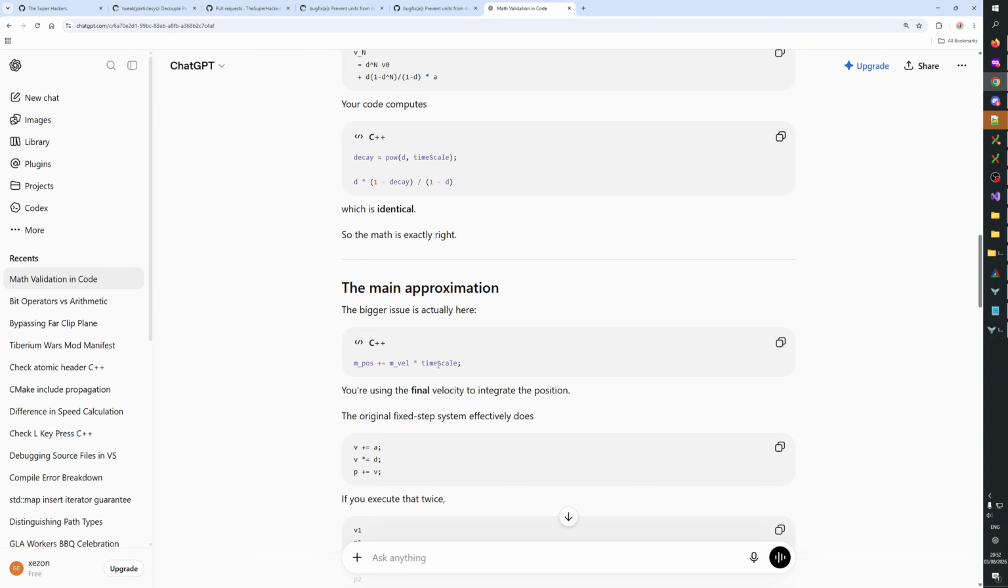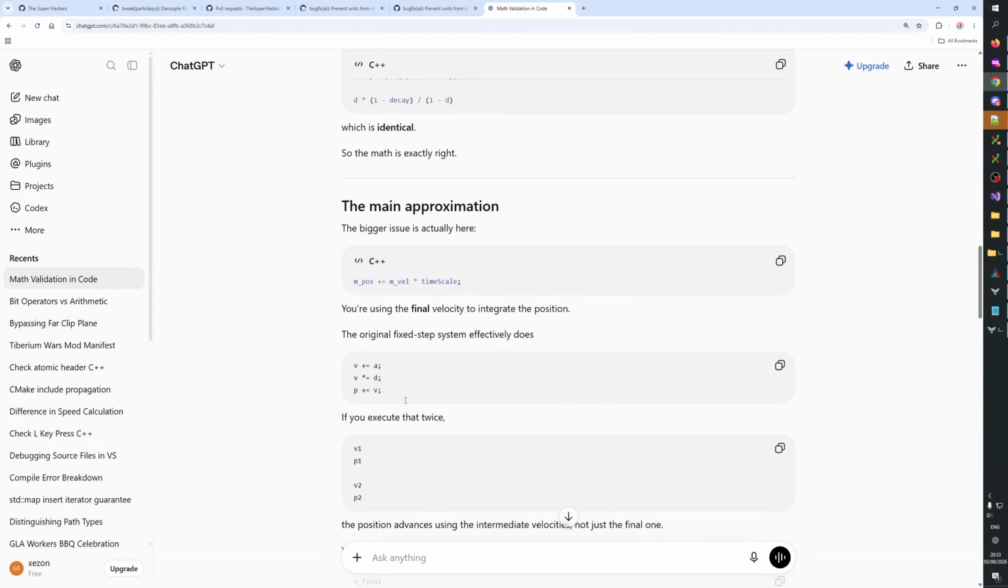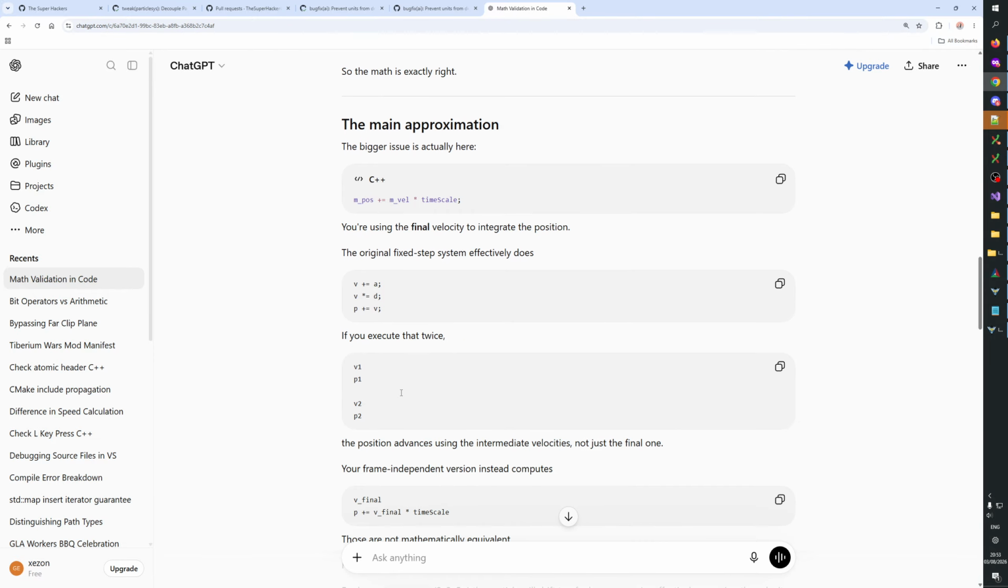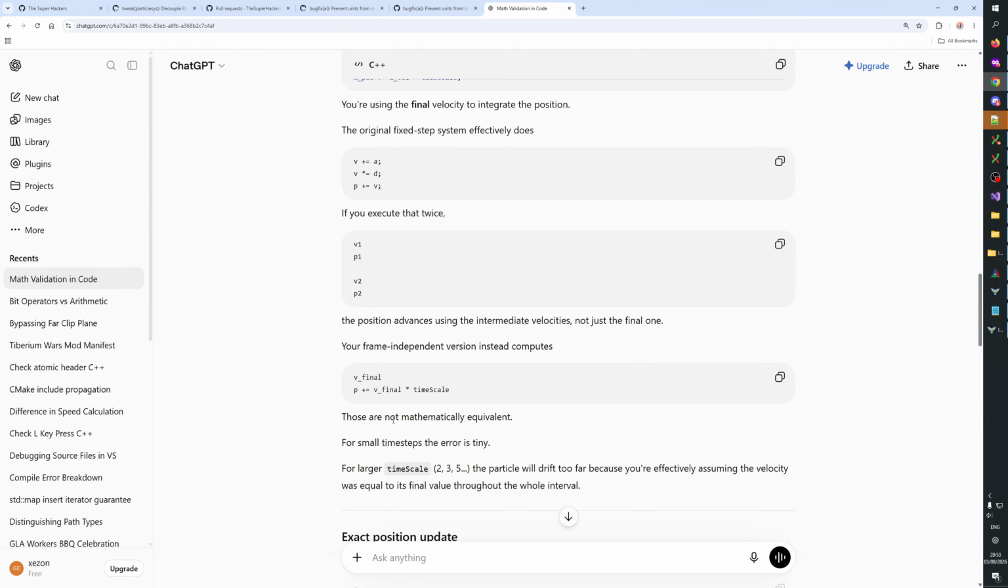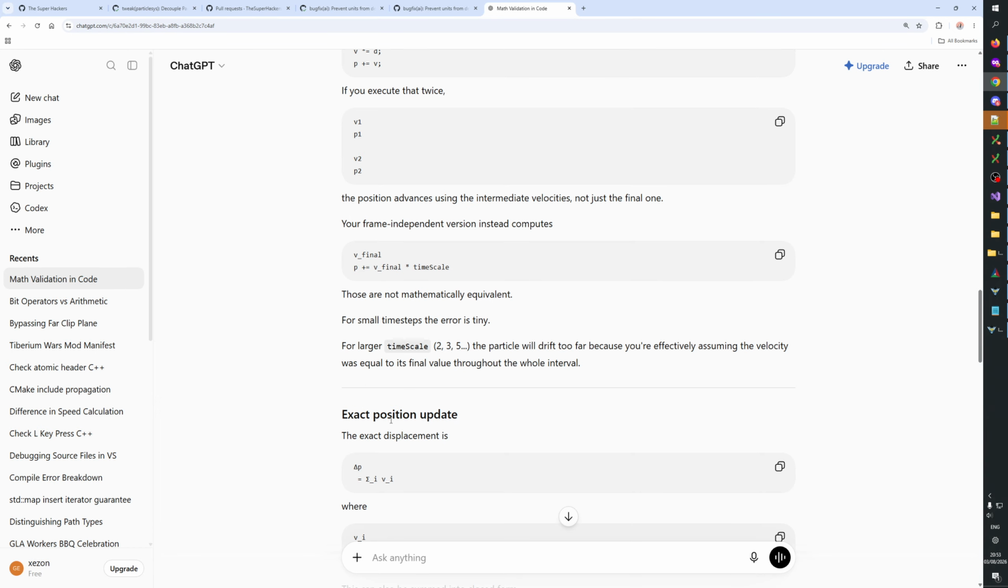The main approximation, the bigger issue is actually here. If you're using the final velocity to integrate the position, the original fixed step system effectively does this; if you execute that twice, the position advances using intermediate velocities, not just the final one. The frame independent version instead computes this. So those are not mathematically equivalent. For small time steps, the error is tiny. For larger time scale, the particle will drift too far because you're effectively assuming the velocity was equal to its final value.